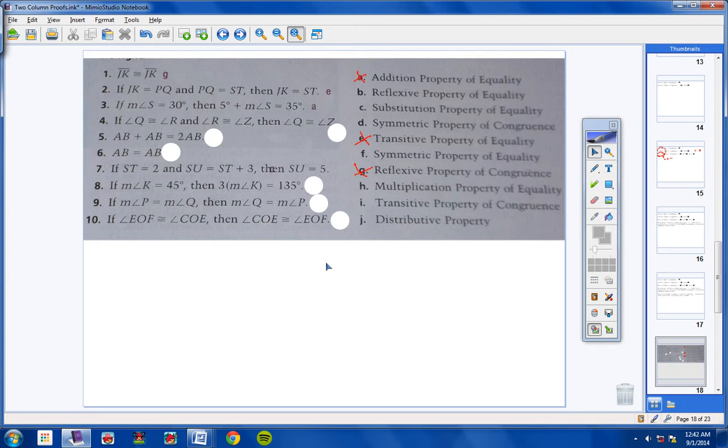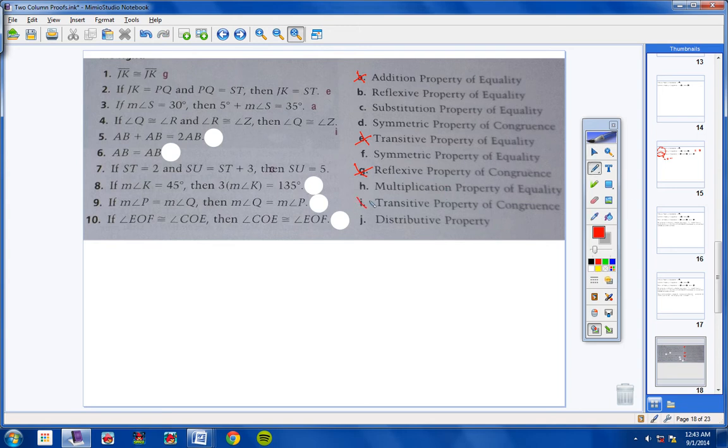Let's take a look at number 4. Notice we're dealing with congruencies: congruent, congruent, congruent. Because of that, we know we're going to have either D or I, one of those two. If Q is congruent to R and R is congruent to Z, then Q is congruent to Z. So Q to R, R to Z, Q to Z. That's going to be the transitive property of congruence, which is letter I.